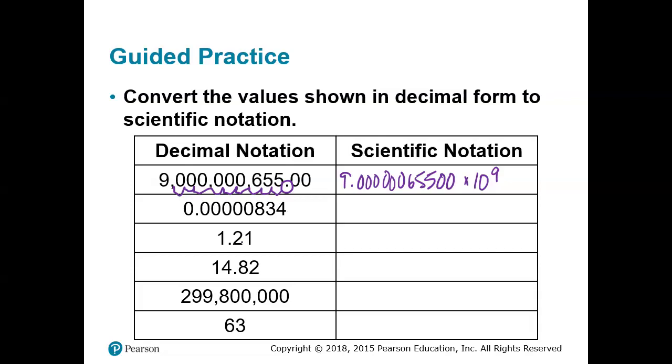On the other hand, a number like this, none of these zeros are actually significant because there's no non-zero number to start it. So I really only need to concern myself with the 8.34. I move the decimal 1, 2, 3, 4, 5, 6 spots to the right. And so that means my exponent is -6.